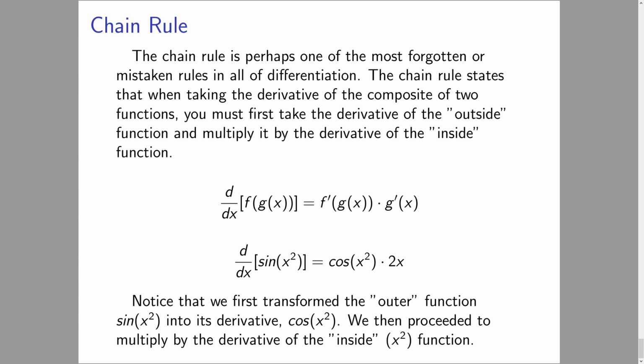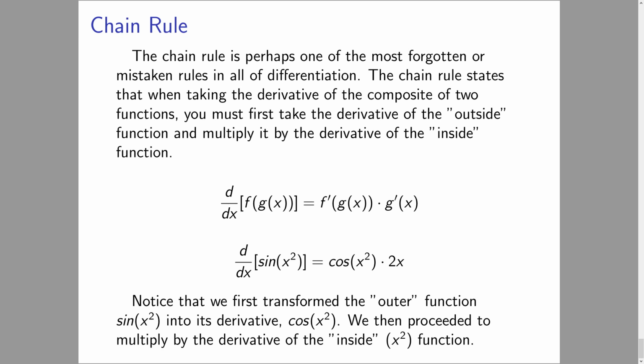The chain rule is perhaps one of the most forgotten rules in all of differentiation. It's a most common mistake whenever students are taking the derivative of any sort of function. It states that when you take the derivative of a composite function, you must first take the derivative of the outside function and multiply it by the derivative of the inside function. That is to say, if we had sine of x squared, our sine would be the outside function, while x squared is the inside function.